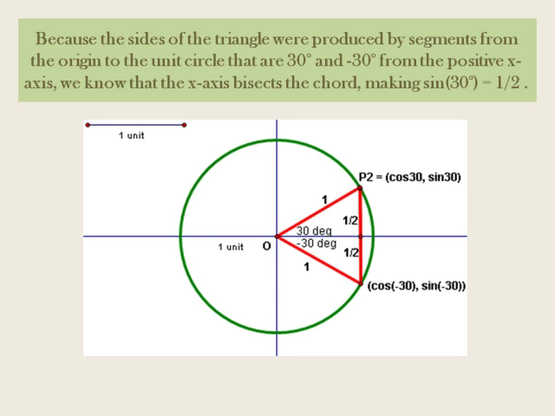Because the sides of the triangle were produced by segments from the origin to the unit circle that are 30 degrees and negative 30 degrees from the positive x-axis, we know that the x-axis bisects the chord, making sine of 30 degrees equal to 1/2.